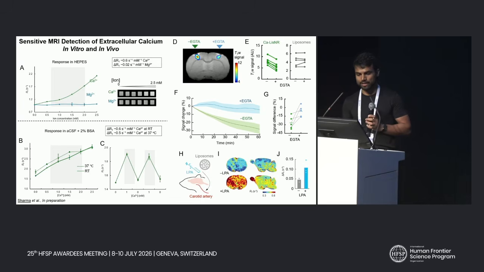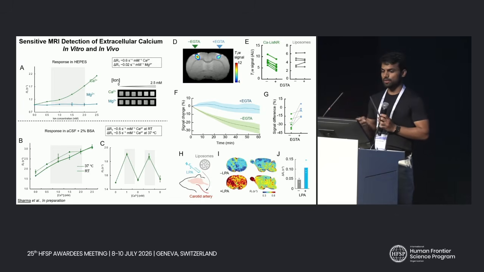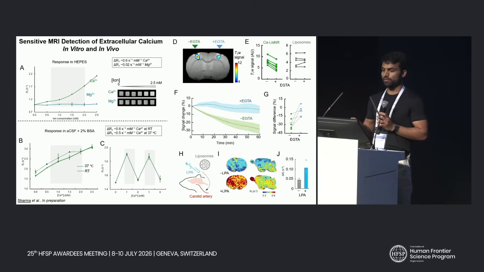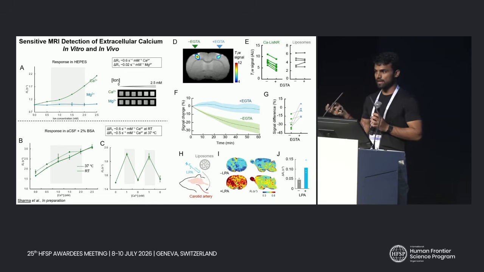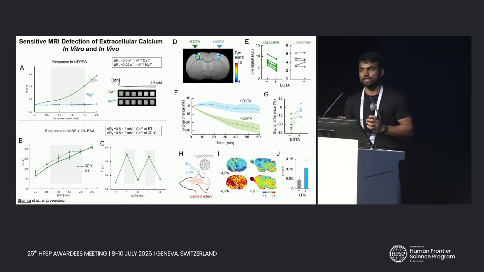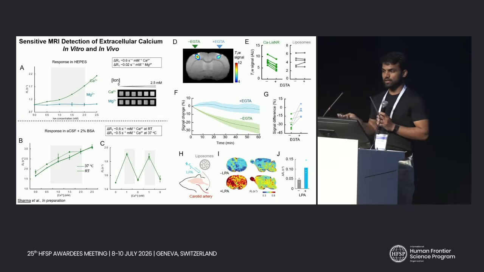over multiple cycles. On the right side, we artificially manipulate the calcium concentration in the brain. We inject a small molecule called EGTA, which is a calcium chelator. It chelates the calcium and decreases the local calcium concentration, so you get a signal which is less bright. The trend is consistent across the animals.